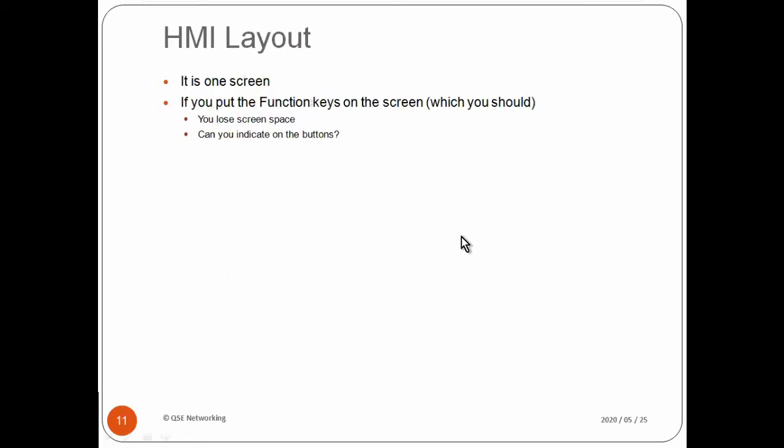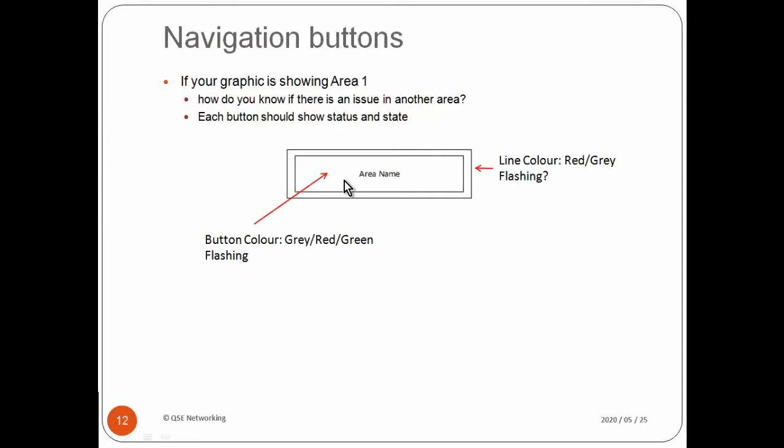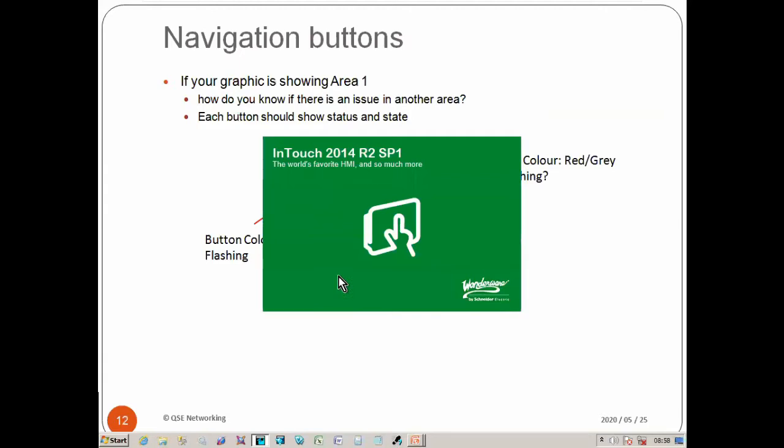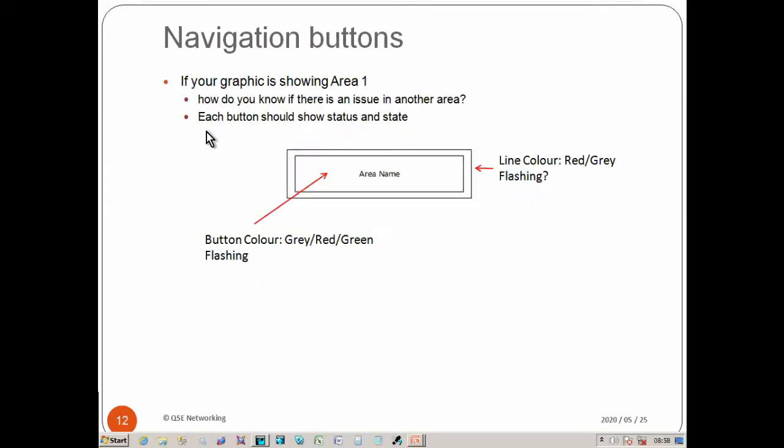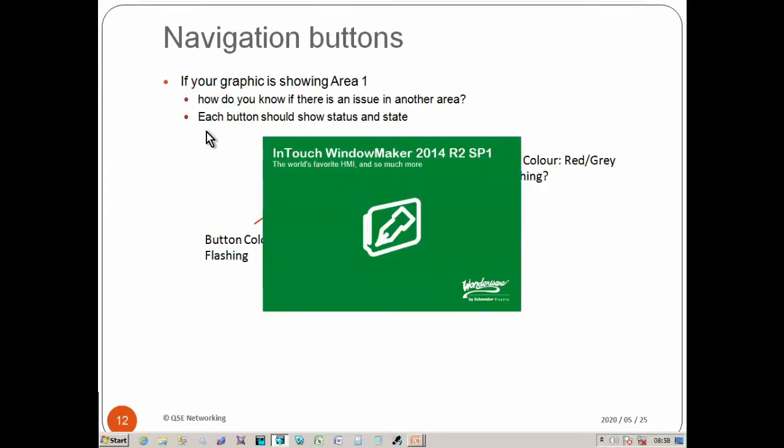So, okay, we left off with the HMI screen and we said it's one screen and the function keys take up space, and whether you can indicate on the buttons something. Anyway, let's continue. What we want to do on the navigation now is actually do some indication of what's happening. So let me just quickly go to Window Maker. I'm going to open InTouch, open up Window Maker.